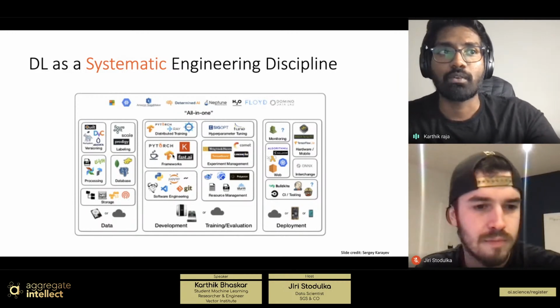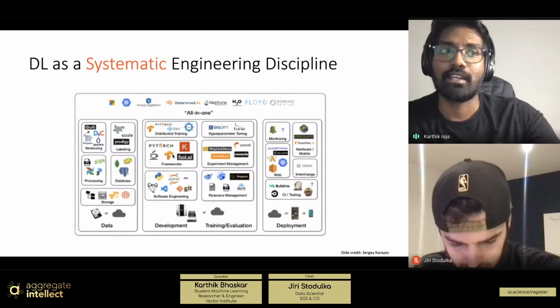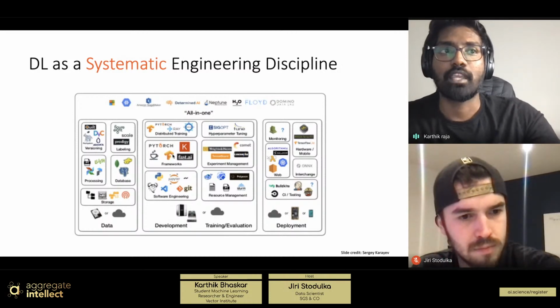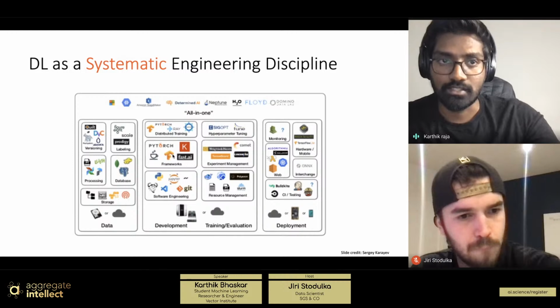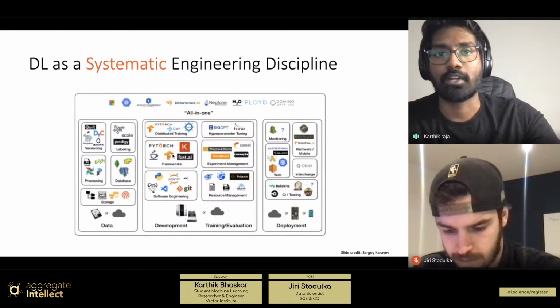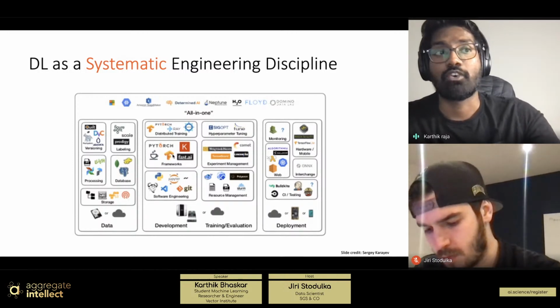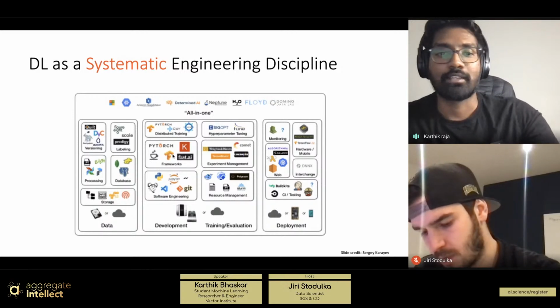As a community, we don't have a standard end-to-end infrastructure yet, but it would be way better if we use these tools that make deep learning for production easier, especially for healthcare. I think this is the most important slide of the presentation.